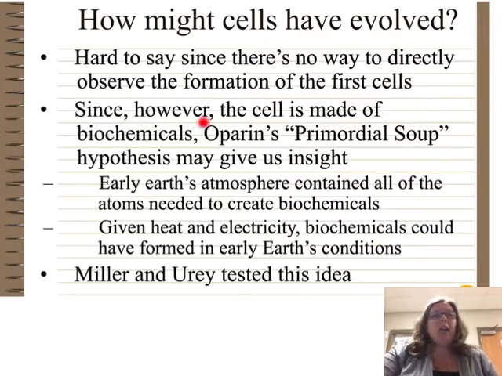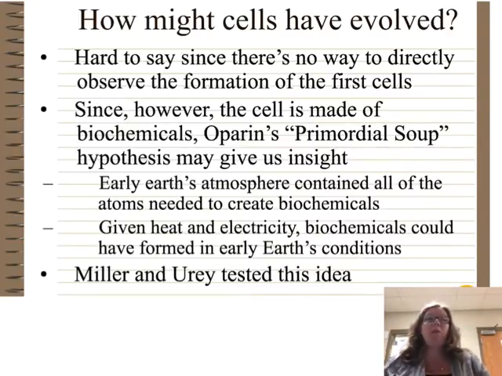A Russian scientist named Oparin came up with his primordial soup hypothesis. And what he said was the early Earth's atmosphere had all of the atoms present, even though they weren't arranged into biochemicals. The atoms that would make biochemicals were present in things like methane and ammonia. And he looked at the heat and electricity on the planet as activation energy that would be required to cause those molecules to react with one another and form biochemicals. Miller and Urey, Harold Miller and Stanley Urey, decided to test this primordial soup hypothesis.